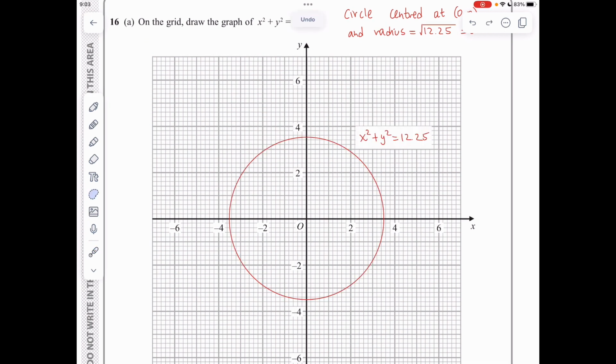And this looks something like this. So the center is at the origin. We can see that we cut the x-axis at 3.5 and minus 3.5 because the radius is 3.5. And similarly, we cut the y-axis at 3.5 and negative 3.5.